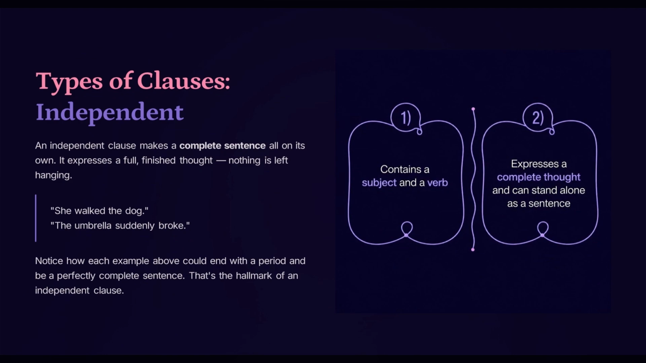Types of clauses. Independent clause. An independent clause makes a complete sentence all on its own. It expresses a full, finished thought. Nothing is left hanging. She walked the dog. The umbrella suddenly broke. Notice how each example above could end with a period and be a perfectly complete sentence. That's the hallmark of an independent clause. It contains a subject and a verb, expresses a complete thought, and can stand alone as a sentence.